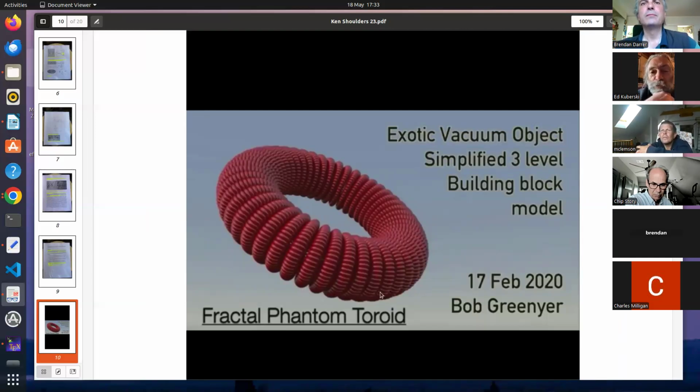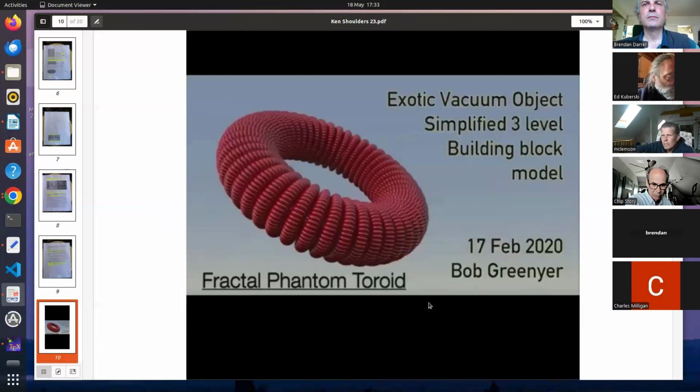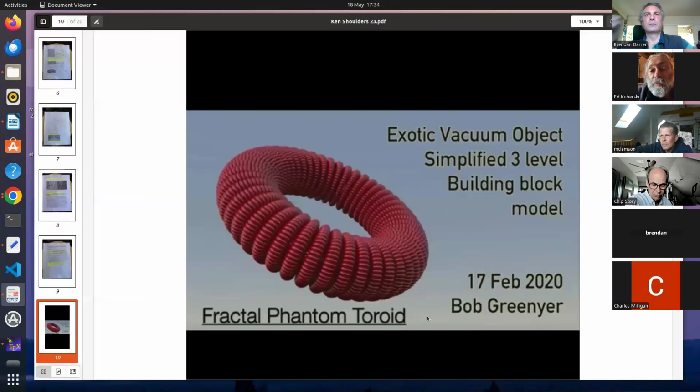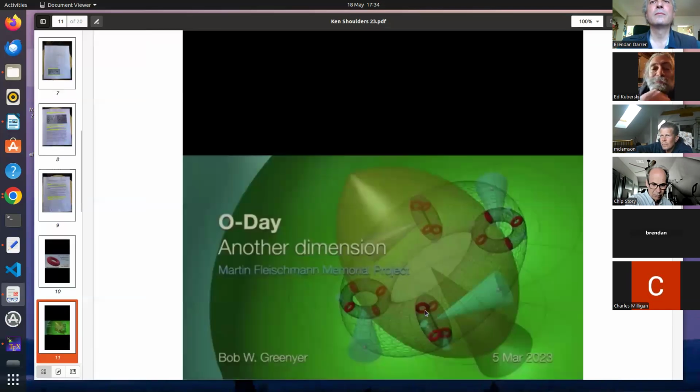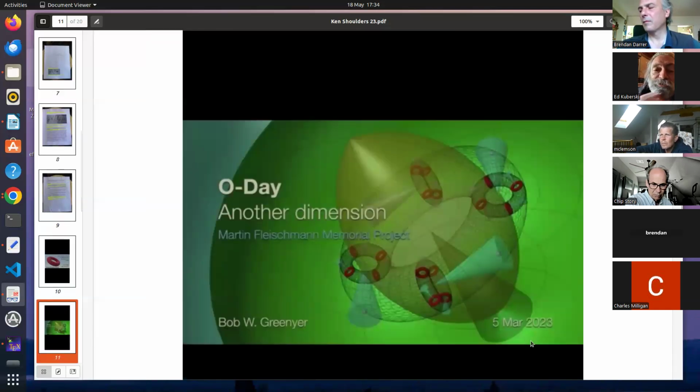And again, from Bob Greener's work in February of 2020, you have these rings within rings, wheels within wheels, essentially, this structure, which is shown in Pavel's work as well here too. You can just keep going through them, Brandon. We'll just talk about them as we move along. You guys can jump in at any moment here too.